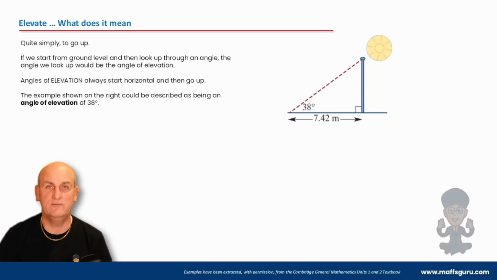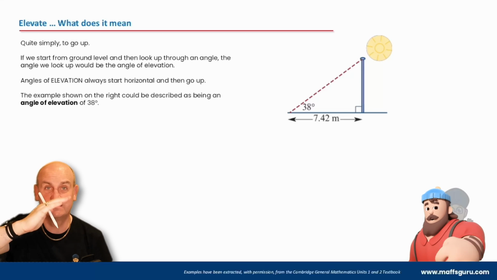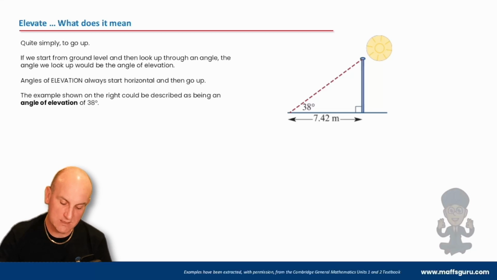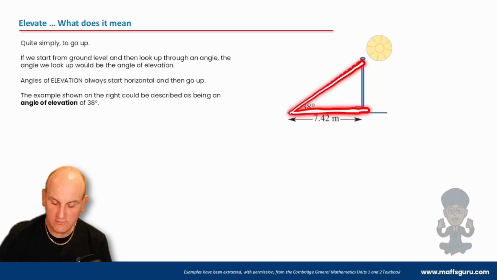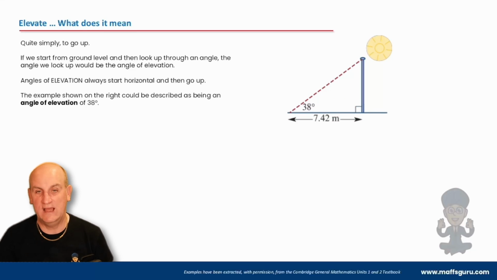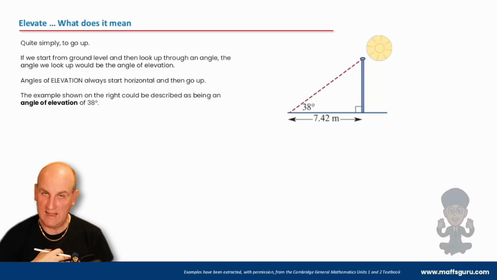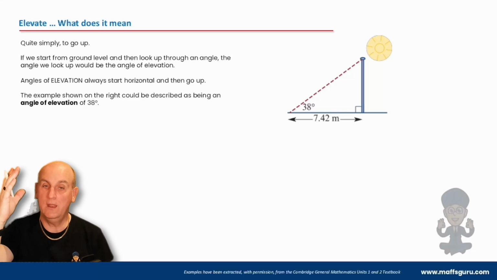So an angle of elevation is what happens when you start flat and turn through an angle to get to whatever it is you're trying to reach. In this situation, going back to an example we had previously with our sun rays on the floor, when I start at the bottom and go up, that angle there, 38 degrees, is an angle of elevation. It is always measured from the ground and up.